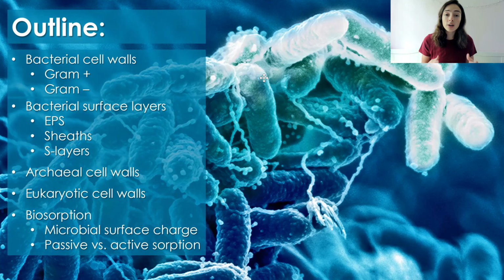Then we'll move on to archaea and their cell wall structures, and then eukaryotes, and talk a little bit about how plant, animal, fungal and algal cell walls differ from that of prokaryotes. Then we can move on to biosorption and talk a little bit about microbial surface charge and how passive biosorption can happen because of the charge of microbial surfaces, and also a little bit about active absorption and what the difference between passive and active biosorption is. So let's get into it.